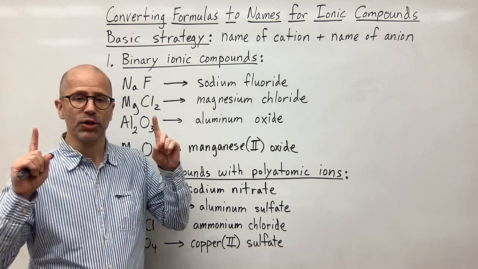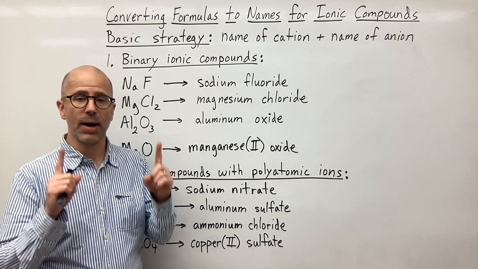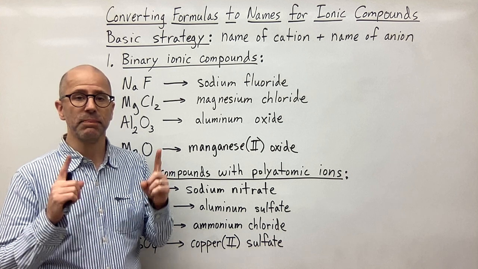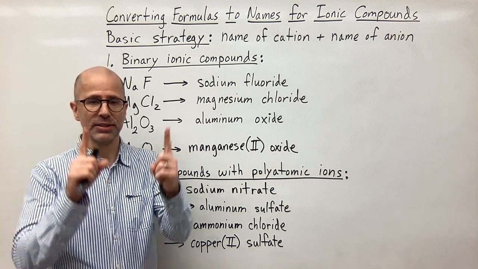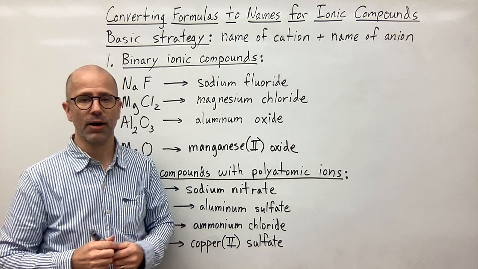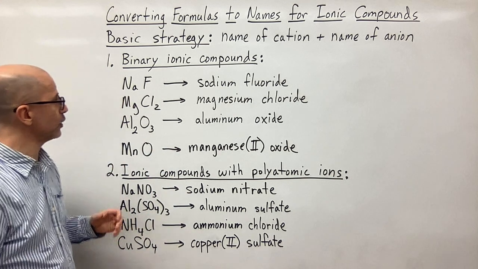So you need to know the names of your ions, the monoatomic ions as well as the polyatomic ions. Because if you know the names, you just put those names together and you've got the name of your compound. So let's go ahead and look at our binary ionic compounds first.